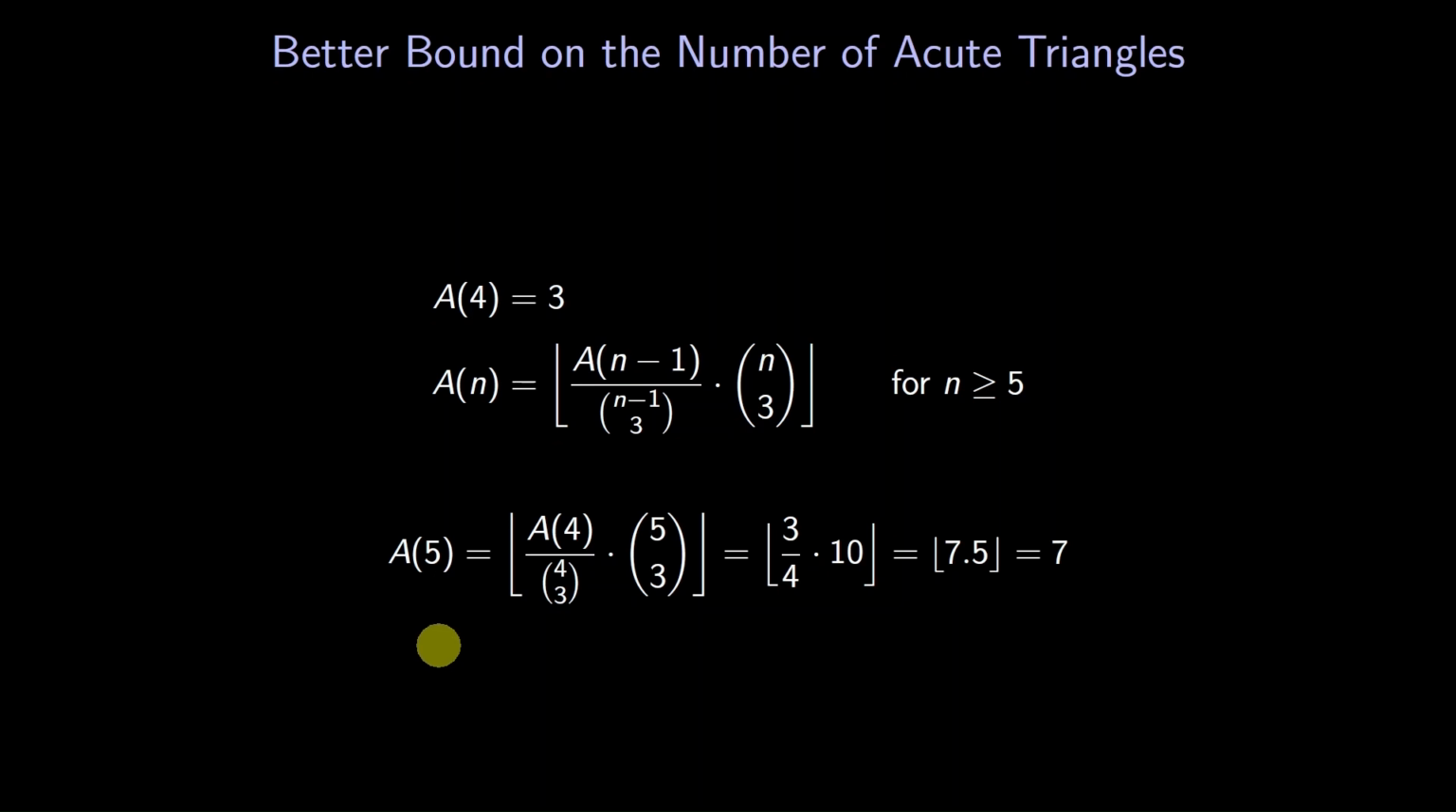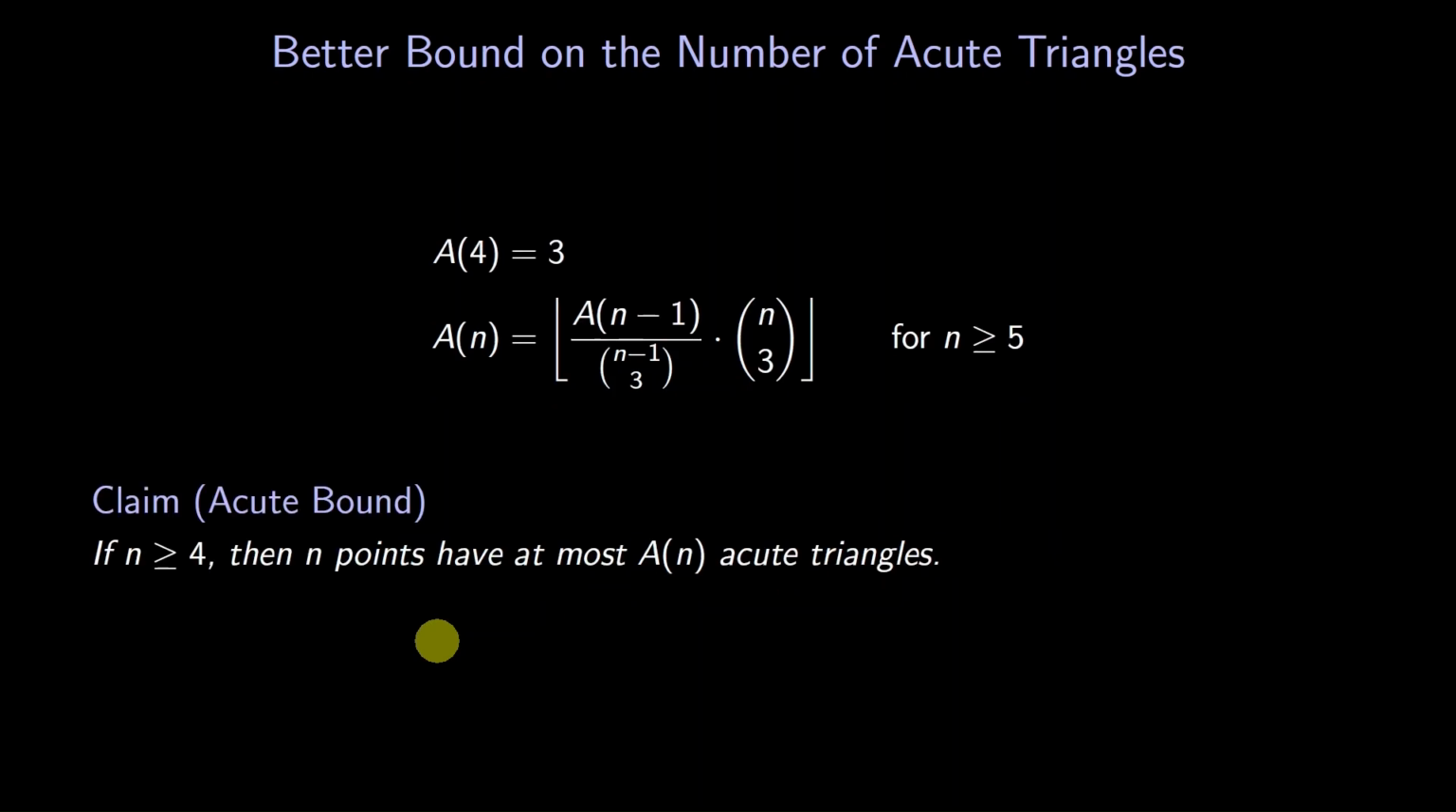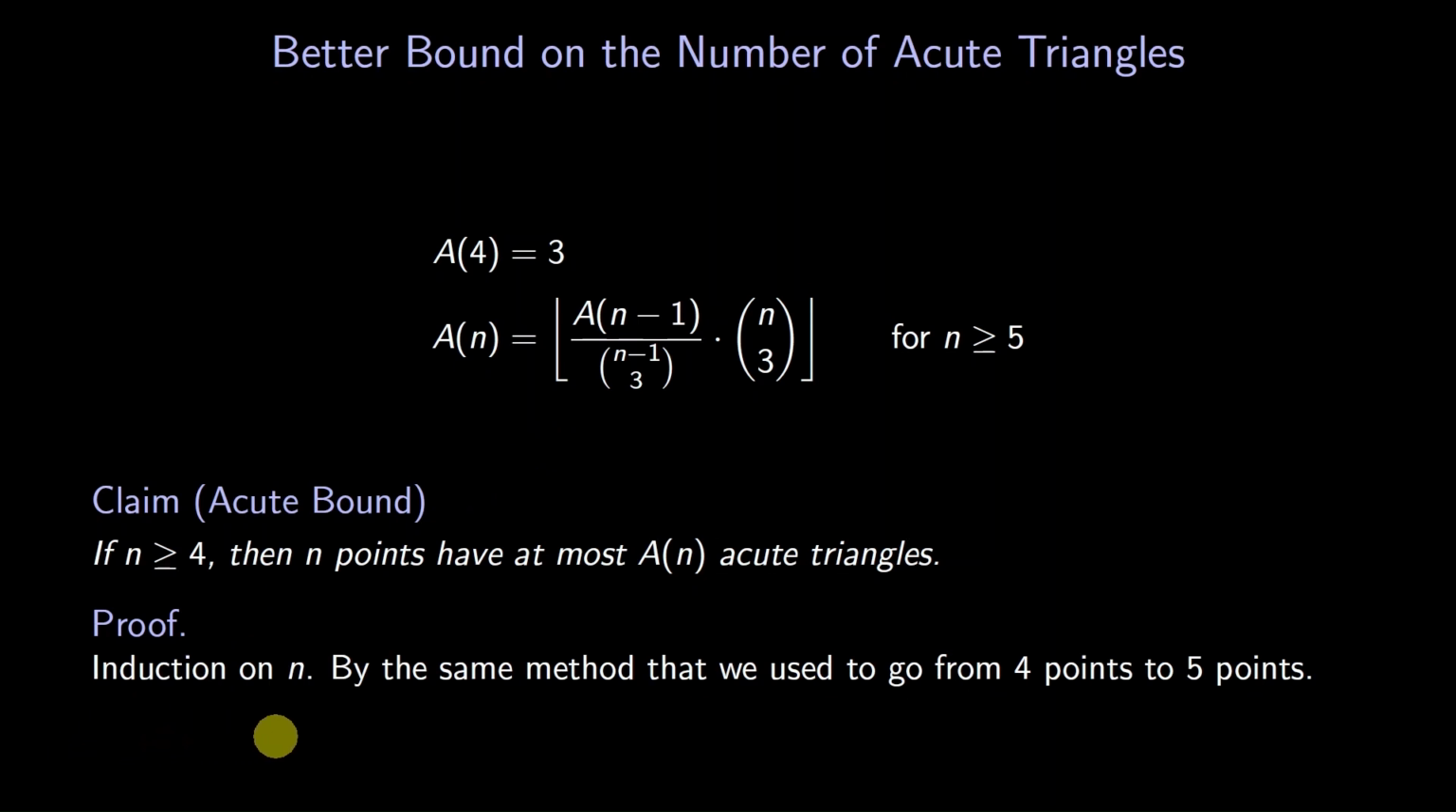That's why our recurrence gives a bound on the number of acute triangles. Indeed, that's what our next result states. For n points, the number of acute triangles on them is at most a of n. The proof of this claim is to mimic exactly what we did before to go from 4 points to 5 points. From the random view, having a bound on the n-1 point case gives a bound on the n point case. So now we know that the A sequence is useful to the acute problem.